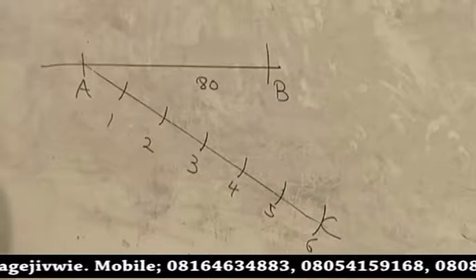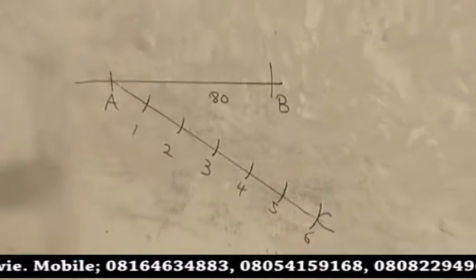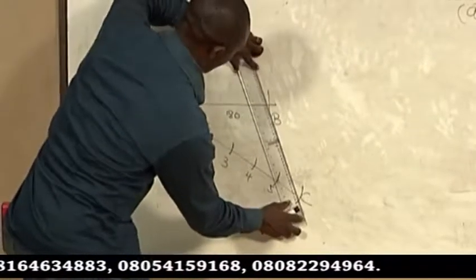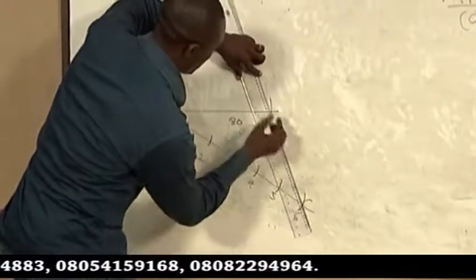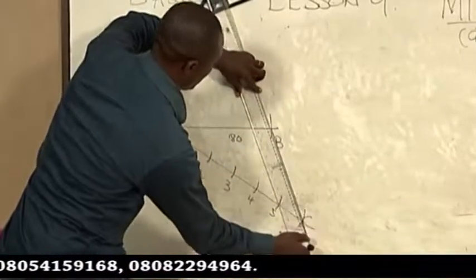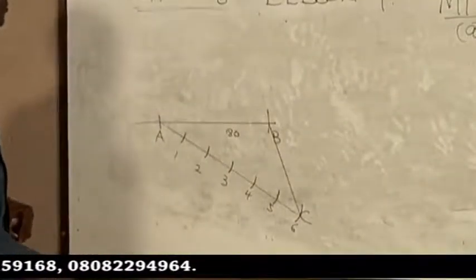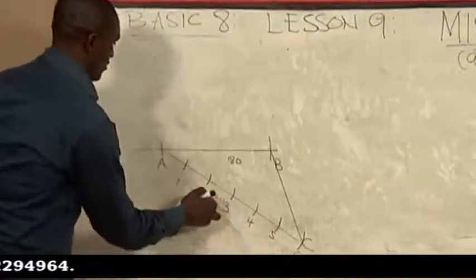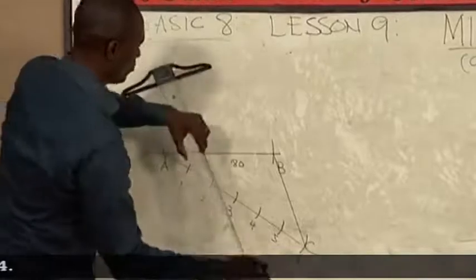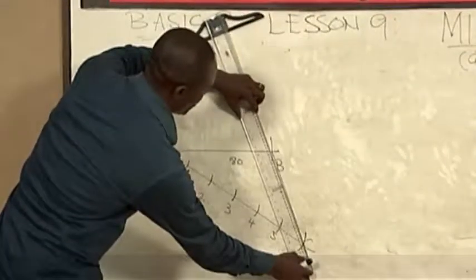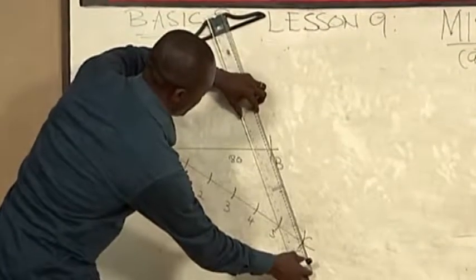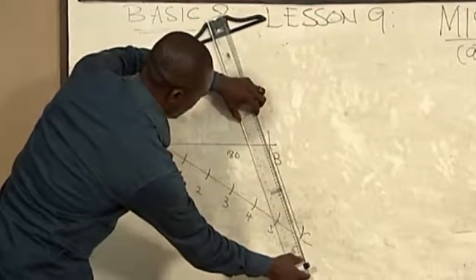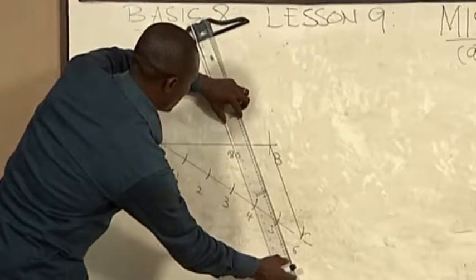What's the next thing you do? You join number 6 to B. Number 6 to B, like this. Are you seeing me? You see that step? Now, when you are through with that, at these intervals, you go to number 5. Make sure this line is parallel. Be very careful here. Make sure it is not like this or like this. Measure it. You see that? Shift it to 5. Watch it very well.